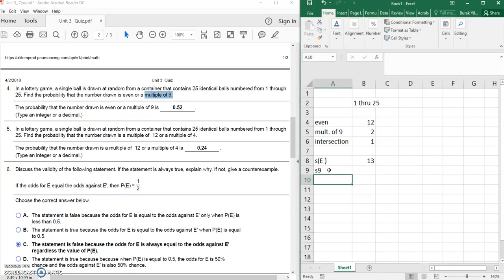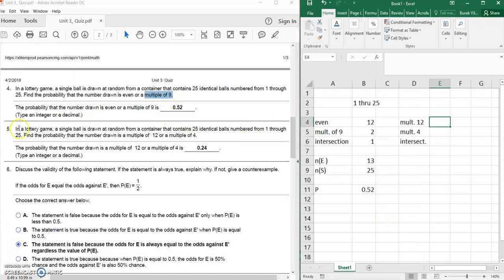And obviously that's NS, so that's N. How many total balls do we have? 25, so that's the sample space. So the probability would be 13 divided by 25, and that's 0.52. That goes here.